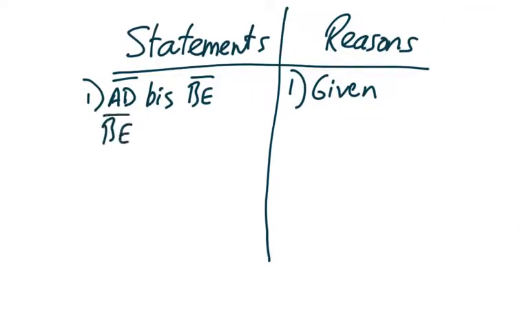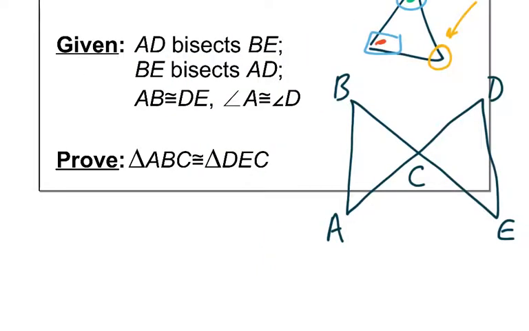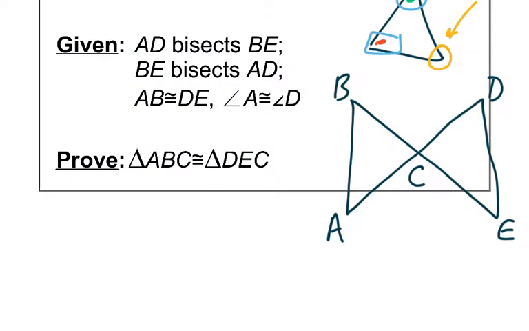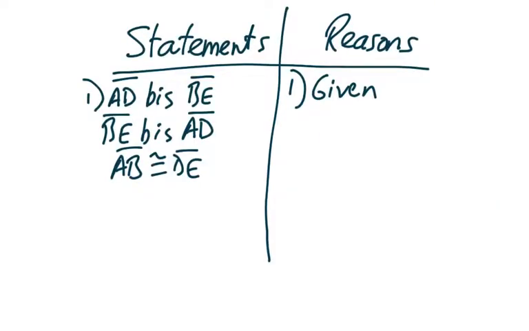So they basically bisect each other. As you're writing this, think in the back of your brain, what does that mean when lines bisect each other? What does that do to them? And vice versa, we also have AB is congruent to DE. And finally, I think we have 1 pair of congruent angles. How about A is congruent to D? Okay. Good. That's a lot to have in the given.